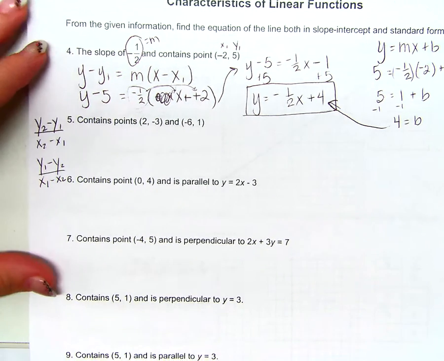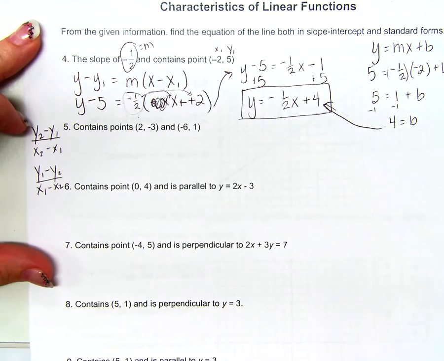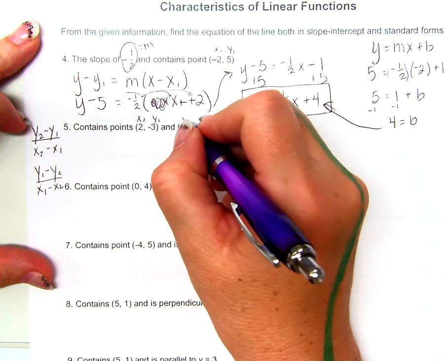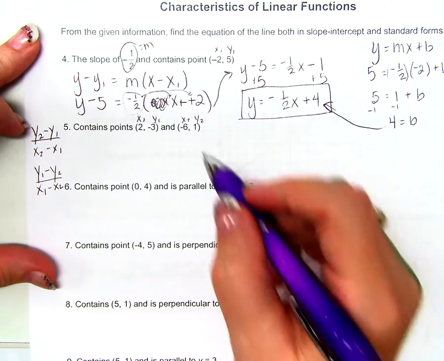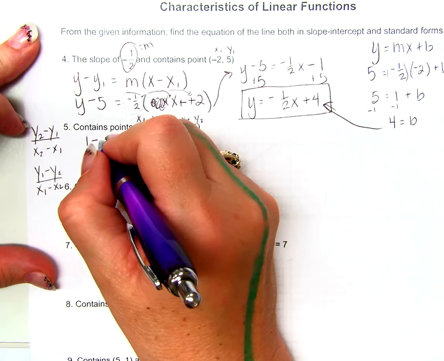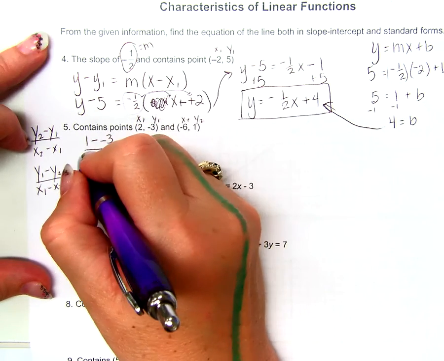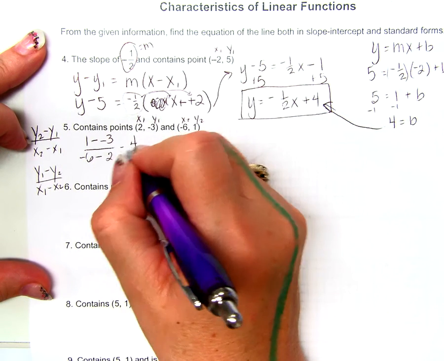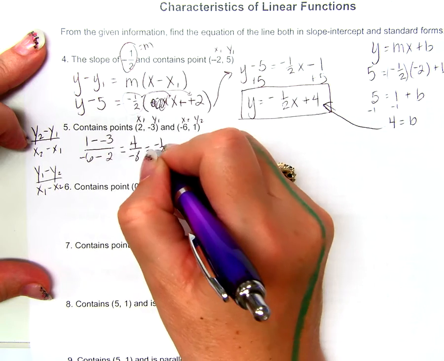Let me show you something real fast. Here, I'm going to label mine. x1 and y1, x2 and y2. Watch this. y2 minus y1 divided by x2 minus x1. Well, that gives me 4 over -8, which is -1/2, right?